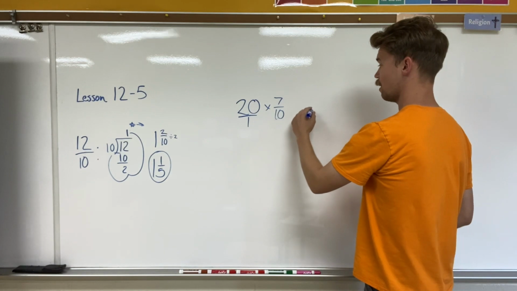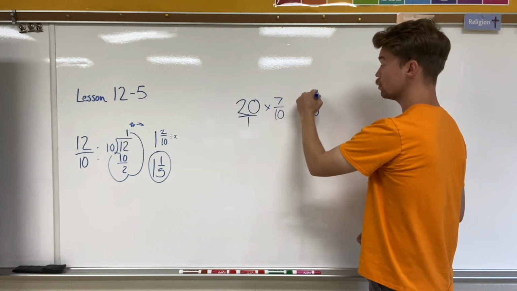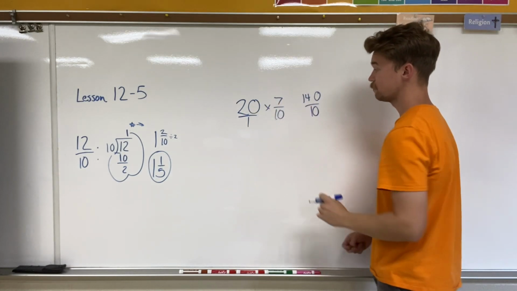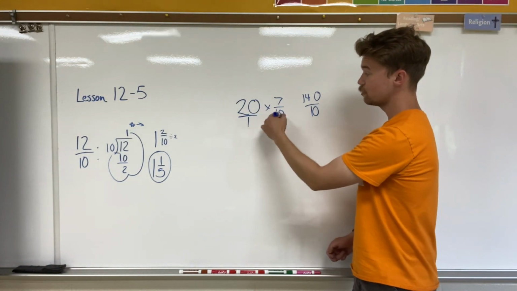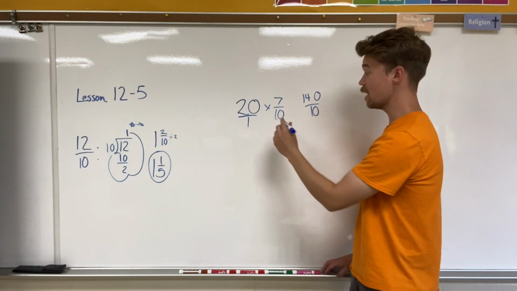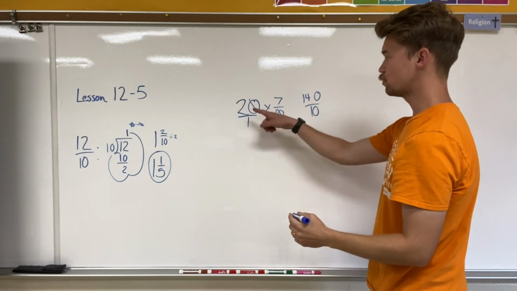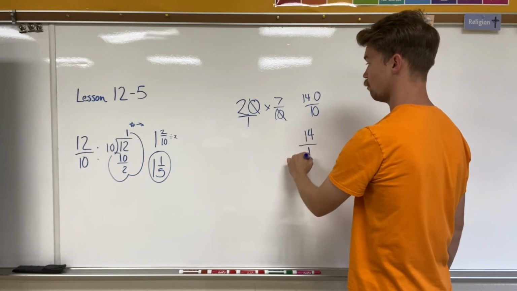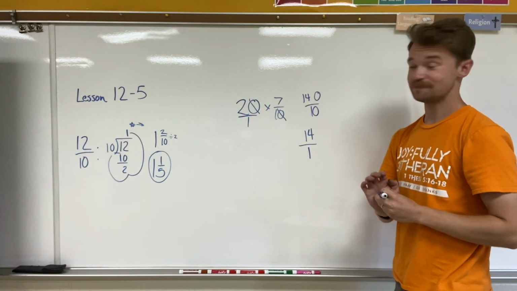So I have 1 times 10, which is 10, and 20 times 7. I have 1 zero in my problem, 1 zero in my answer. 2 times 7 is 14, so 140. Another way we could have done it is I have my zeros here. I can cross them out, and now I have 2 times 7, which is 14, over 1. And my answer should be 14.